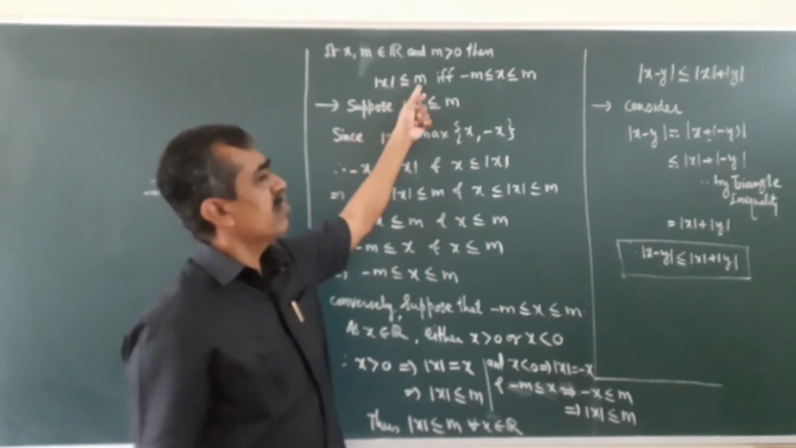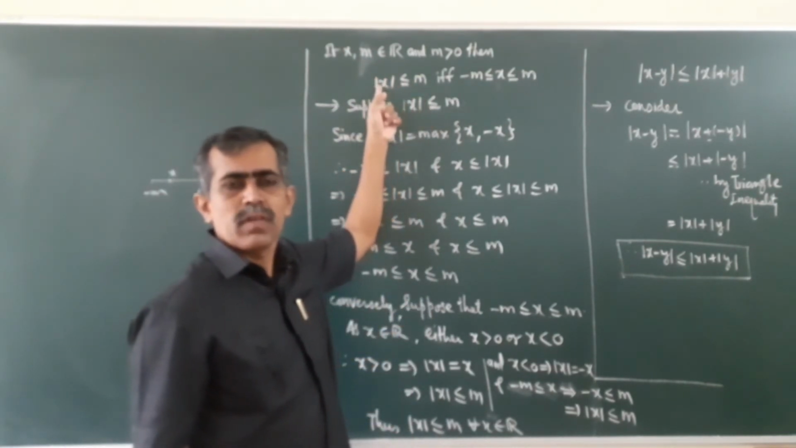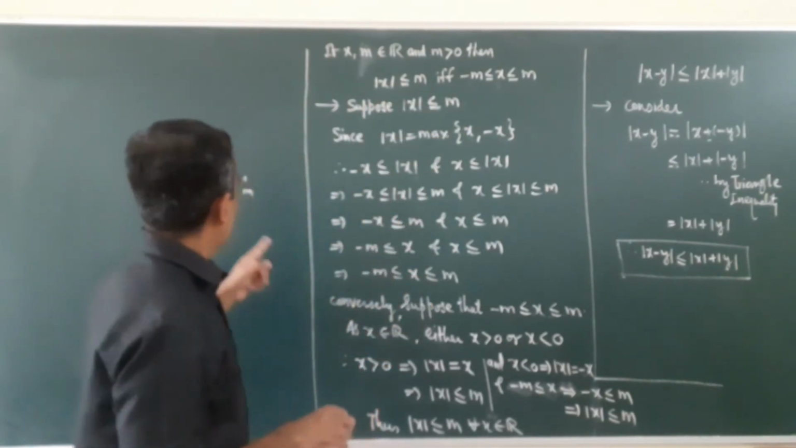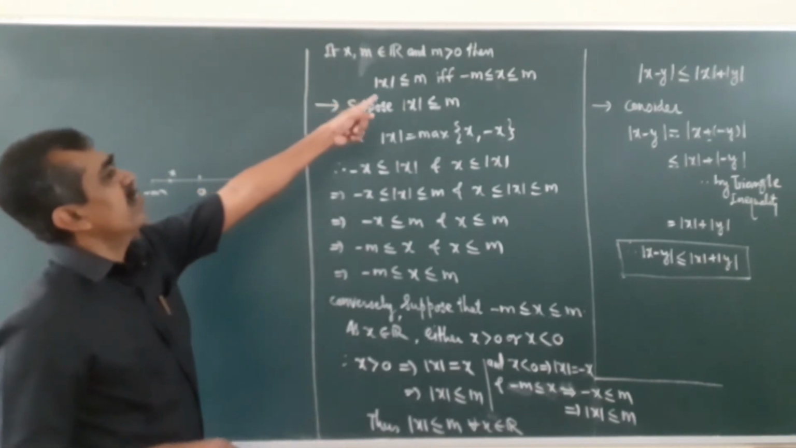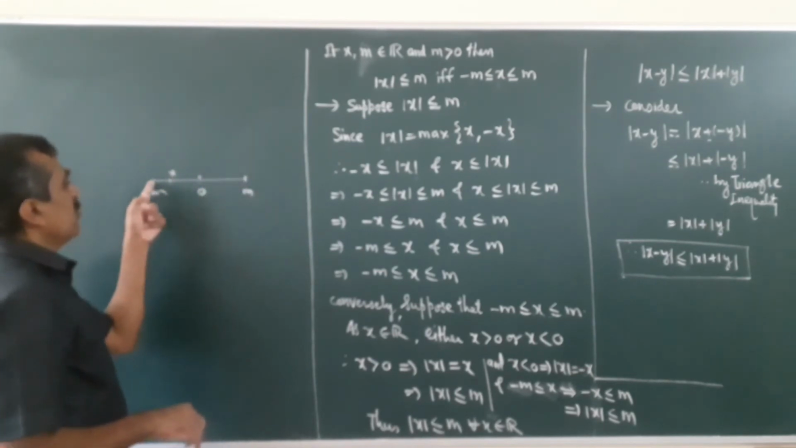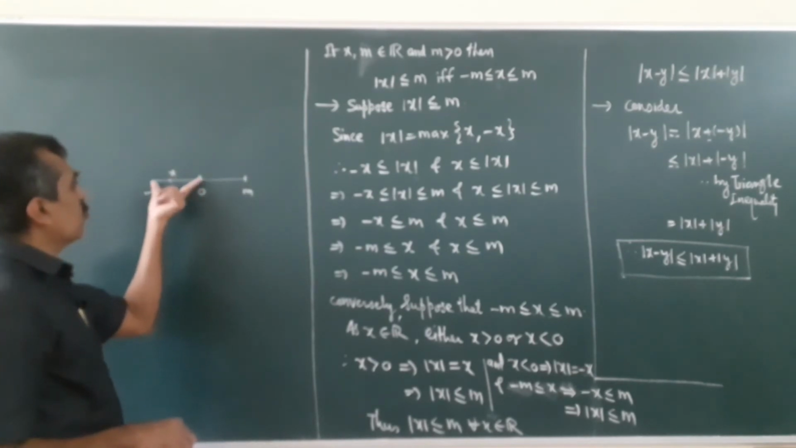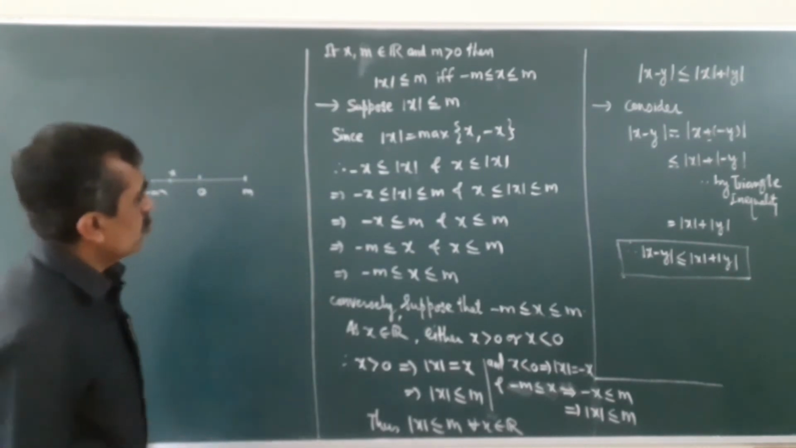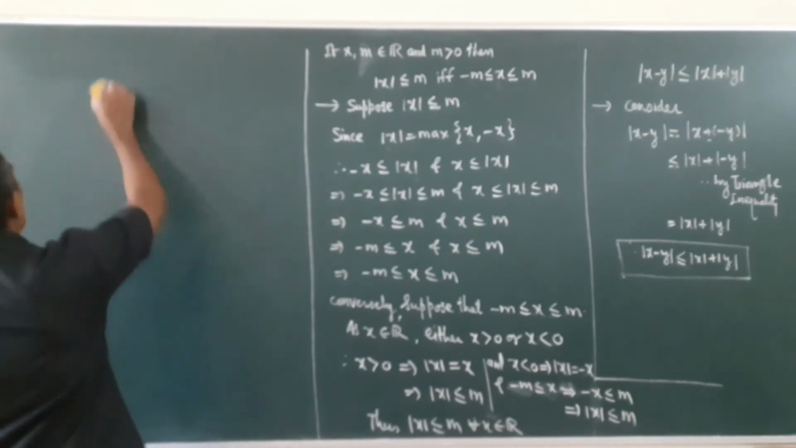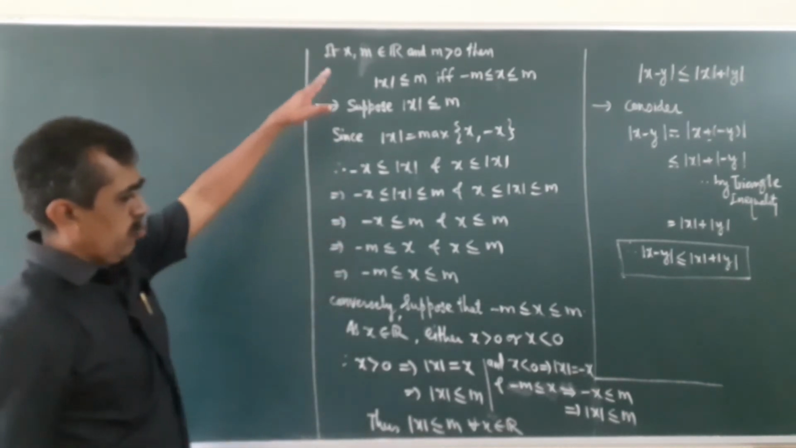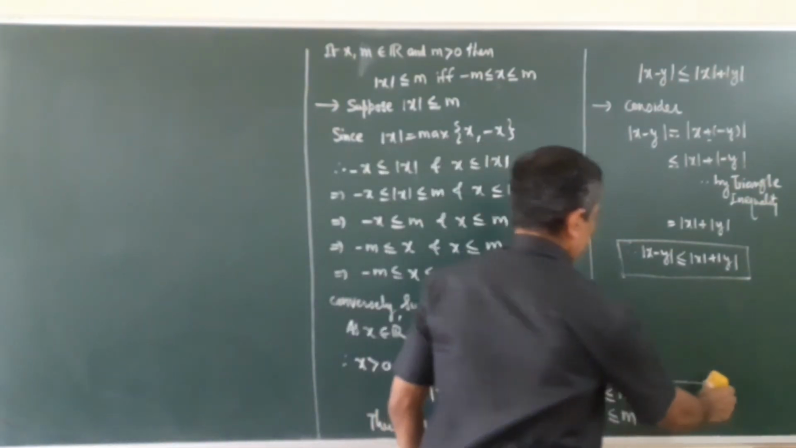If mod of x is less than or equal to m, then x lies between minus m and plus m. Or if your x lies between minus m and m, then its mod will be less than or equal to m. So that is the next property of real numbers, and a very important property. You are going to use this again and again for real numbers.